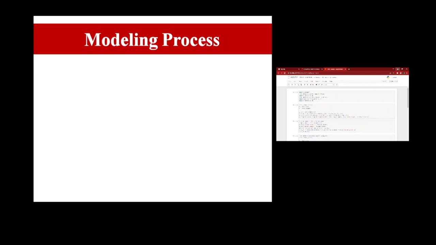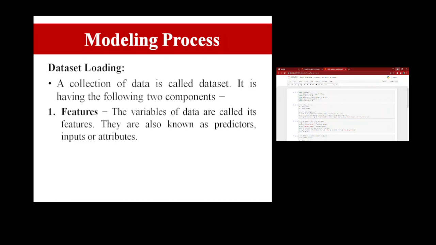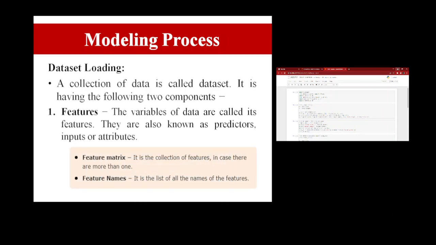Now, when we talk about the modeling process, the most important things are the data set and the loading of the data set. What exactly is a data set? A data set is a collection of data. So normally any type of data that we have is a data set, and a number of data sets are available that you can use. Now a data set has basically two parts. One is called the feature, which means all the variables of the data set. All the variables of the data are called the features, divided into two parts: feature matrix and feature names, which I'll tell you about later on.